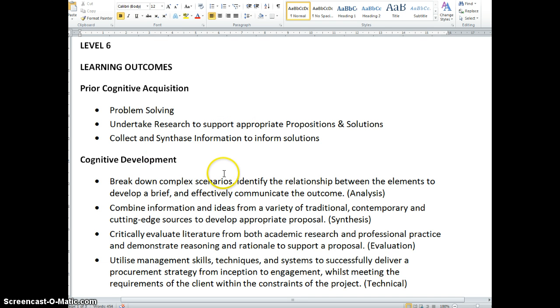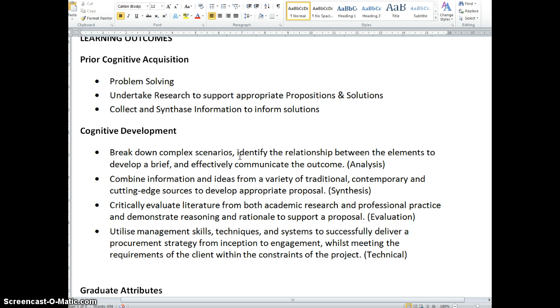Now in itself we've got the cognitive development. I've broken it down into main themes: analysis, synthesis, evaluation and technical. You can go through and read these yourself, but basically number 1, number 2 and number 3 all deal with the intellectual development of the student in terms of their cognitive knowledge and understanding, lifelong learning, and the idea of assessment for learning. So I'm looking at these things happening here.